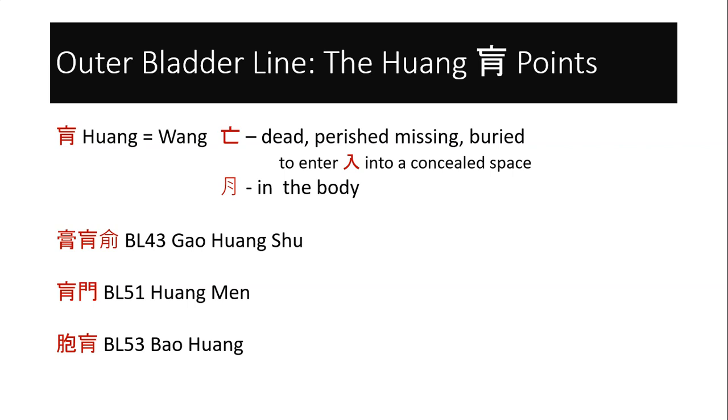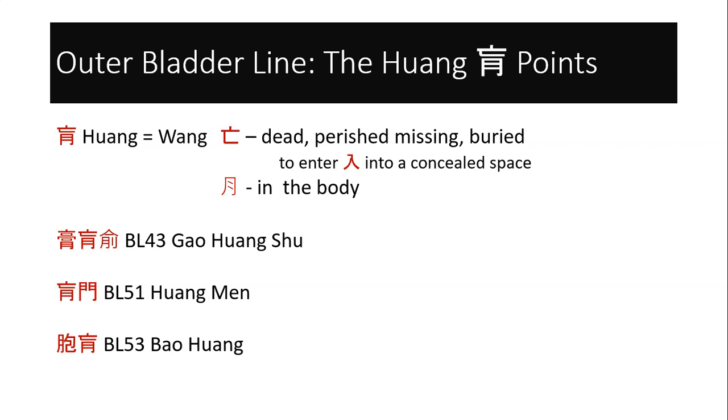So Huang often is translated by TCM as some mysterious area between the heart and the diaphragm or something along those lines. But if you're looking at the character Huang, at the top you have Wang, which is something that's dead, that's perished, that's missing, that's buried. Okay? The etymology of the character above it is to enter into a concealed space. And the lower part of the character is basically in the body. Any organ has that lower character. So this means something that's dead, that's perished, that's missing, that's still in the body.